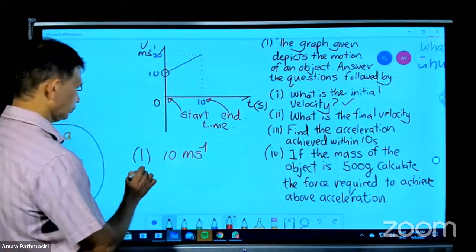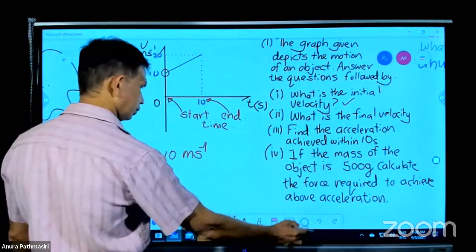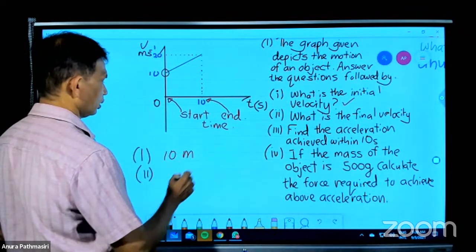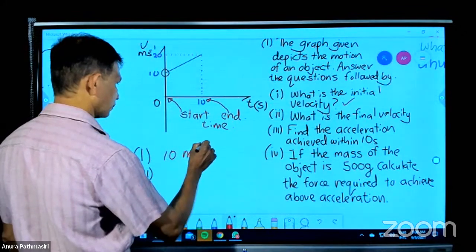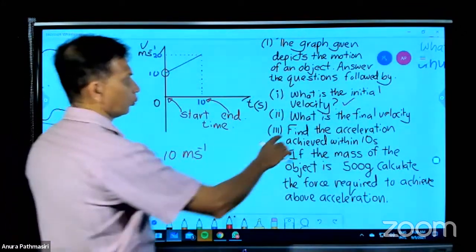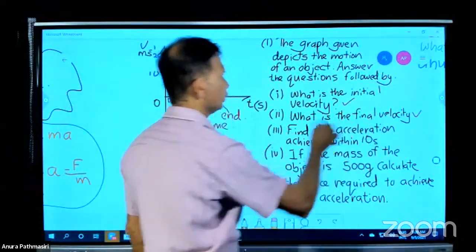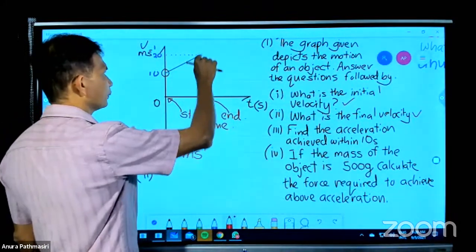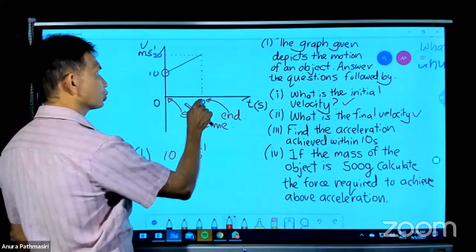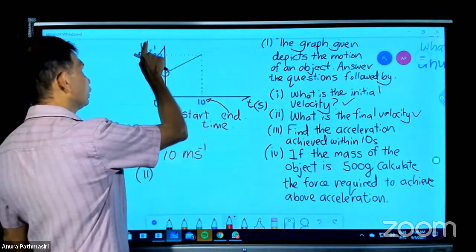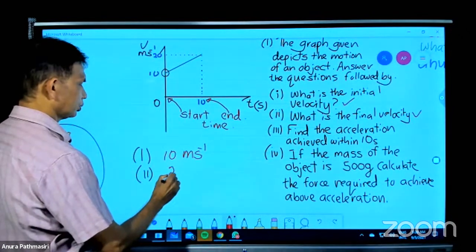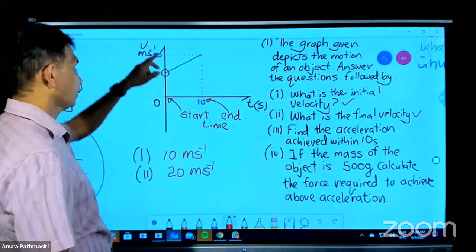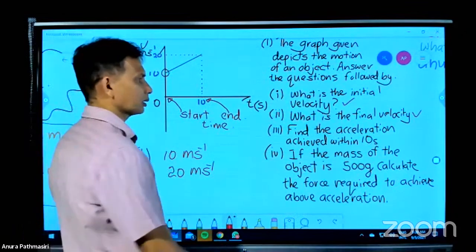My second question: what is the final velocity? Final velocity within the particular period of time, right? By the 10th second, it has achieved 20 meters per second. The final velocity is 20 meters per second.